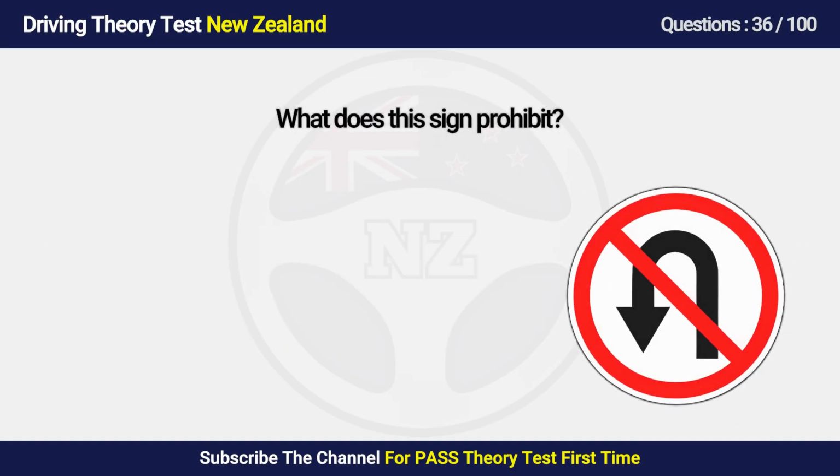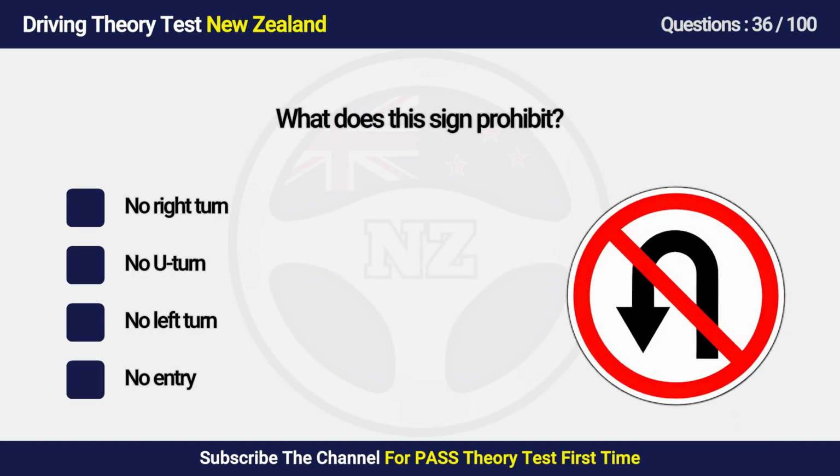Question 36. What does this sign prohibit? A. No right turn. B. No U-turn. C. No left turn. D. No entry.